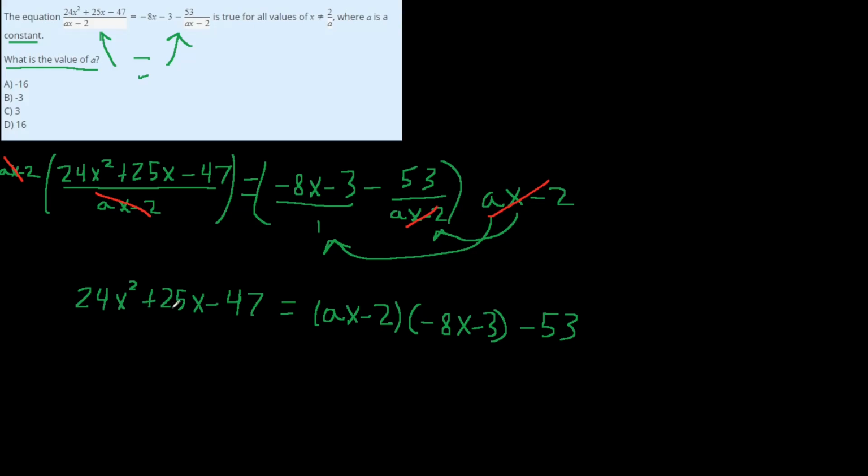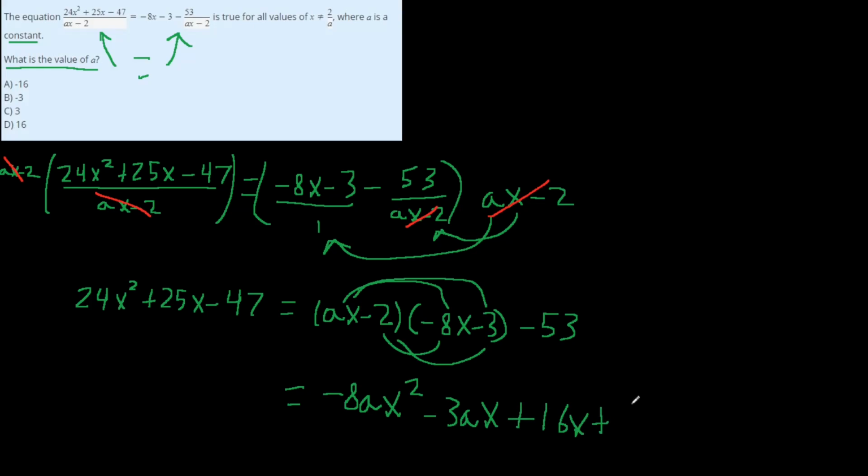You're left with 24x squared plus 25x minus 47 with this right here. And what you have to remember is that when you multiply these two, you have ax minus 2 multiplied by negative 8x minus 3, and all of that is being subtracted by 53. You have to remember to use the FOIL method, because if you don't, you're going to multiply these two in such a wrong way, right? So you have to remember first, outer, inner, last. So this gives you negative 8ax squared minus 3ax plus 16x plus 6, following this. And all of that is subtracted by 53.